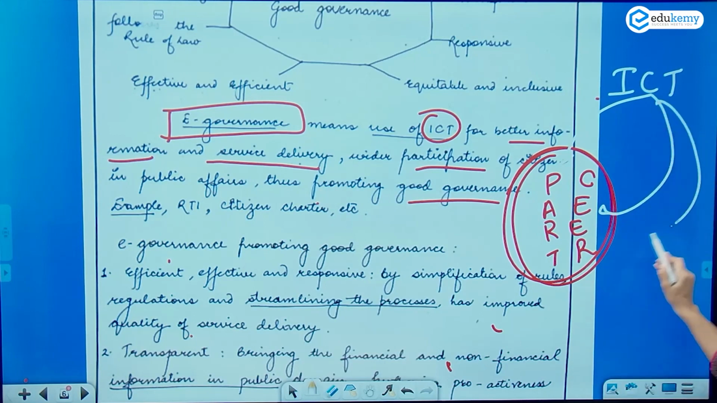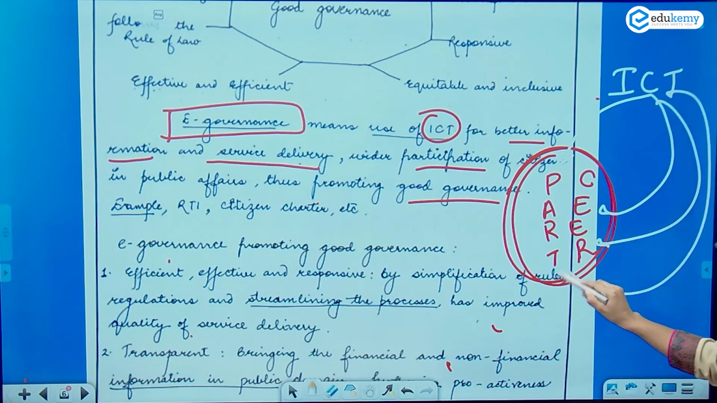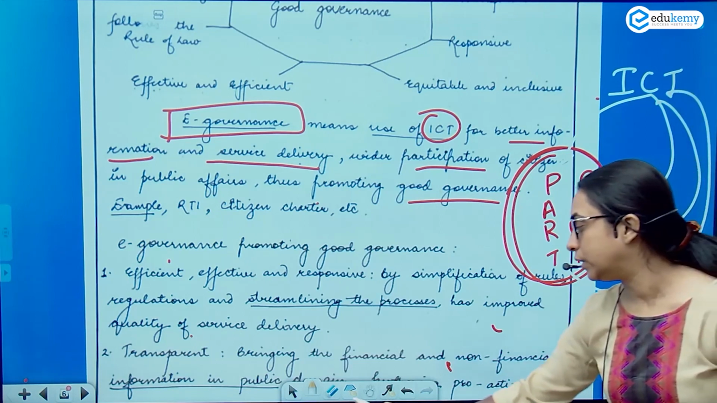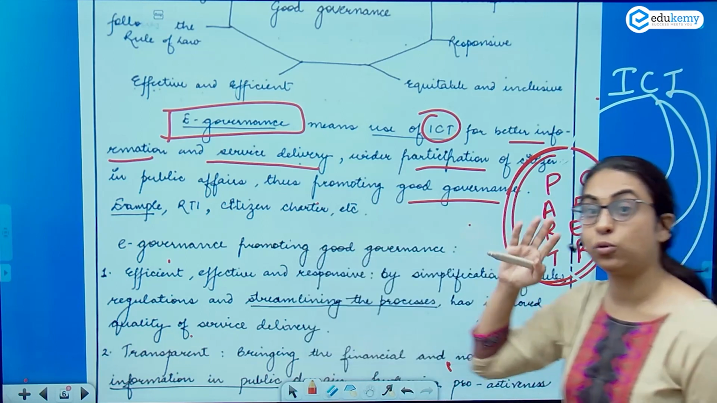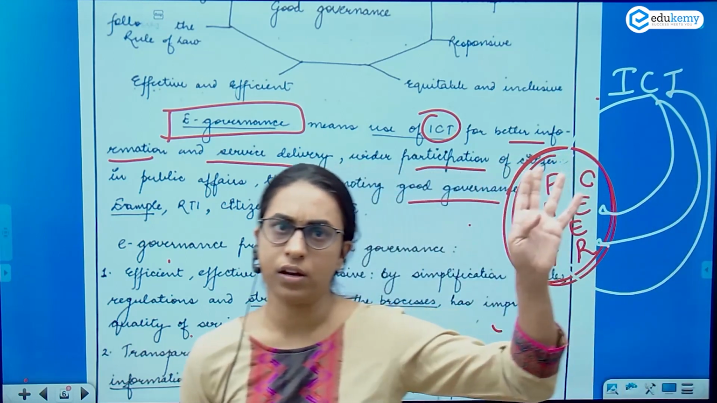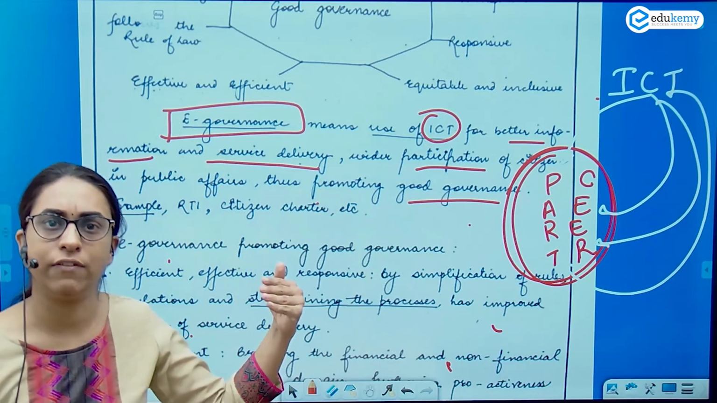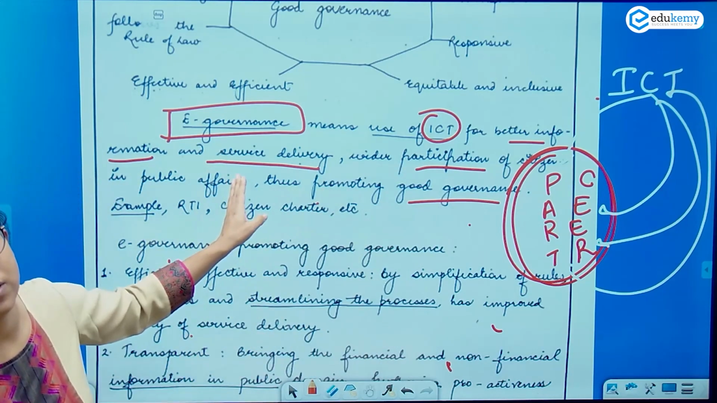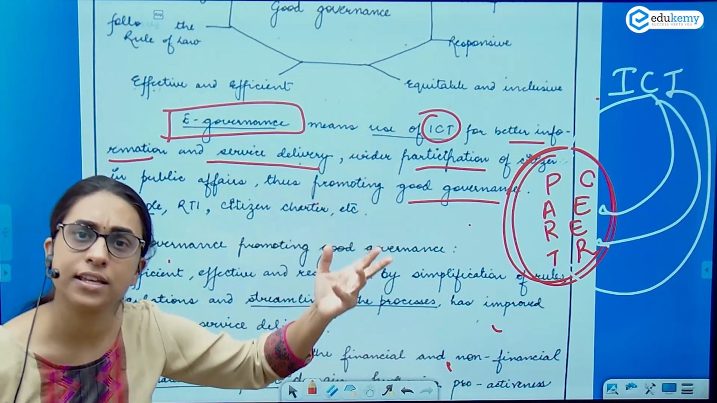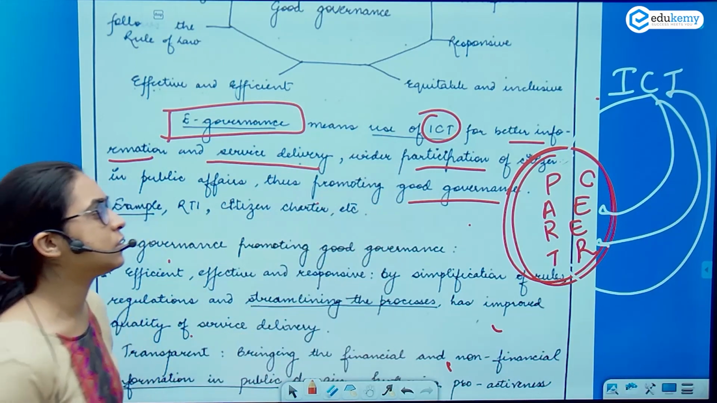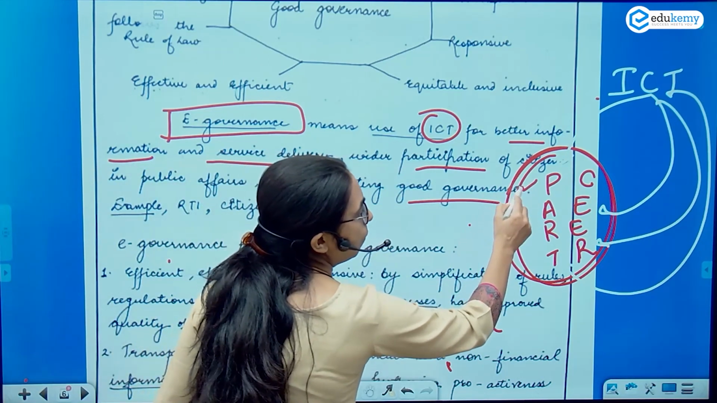How does ICT fulfill efficiency? How does ICT fulfill responsiveness? How does ICT fulfill transparency? So you'll have to think on these parameters. You know good governance, you will know e-governance. What is the linkage? That is the challenge of the question, developing the linkages. So e-governance is the use of ICT. What will ICT do? It will make the government more proactive, participatory.